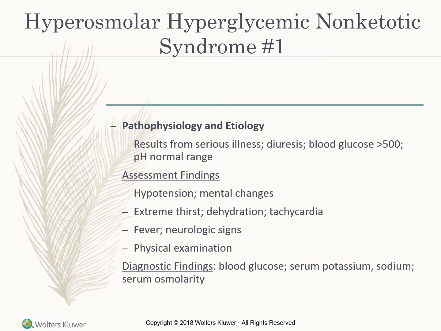When you do the physical examination, you'll find that somebody that has HHNKS has really dry mucous membranes and really poor skin turgor. Their blood glucose levels are usually exceedingly high, and their serum potassium and sodium levels generally tend to stay low.